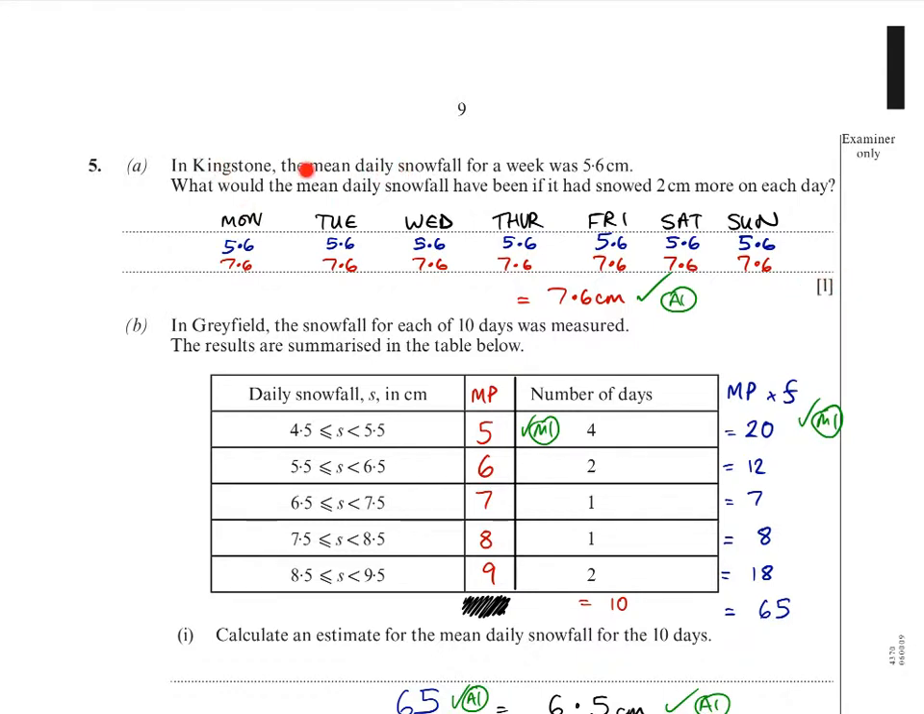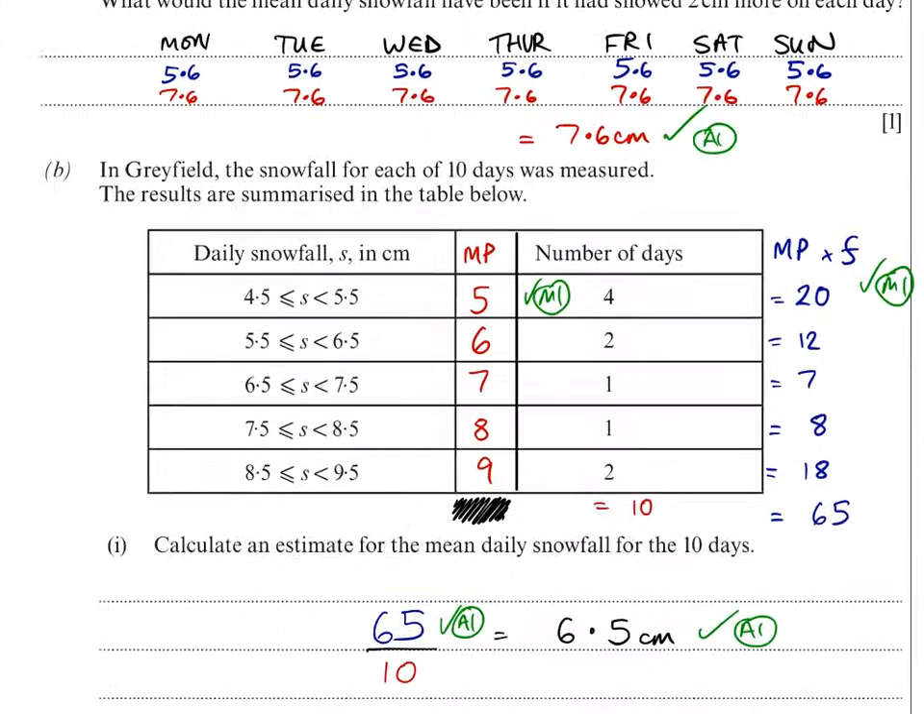Right. If the mean daily snowfall in a week is 5.6, that means on every day it was 5.6. Truth be told, that wouldn't really happen. There'll be some days where it was more, some days when it was less, and that's what the mean does. It finds out an average for us, okay? So I've written Monday to Sunday, 5.6 on every day, and because it snowed 2 centimetres more on each day, every day went up by 2, so that means the average must have been 7.6.